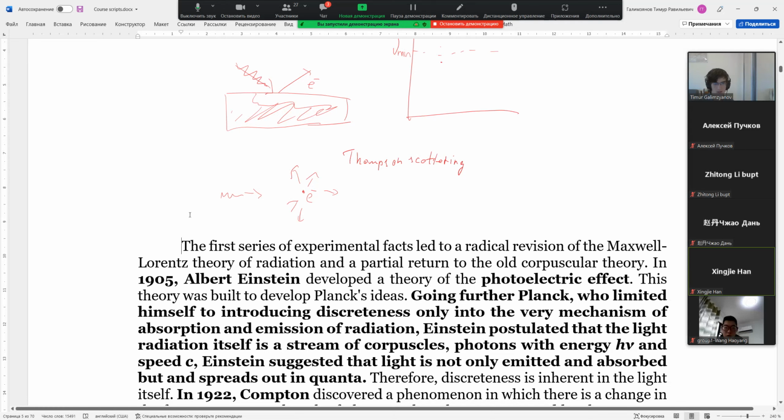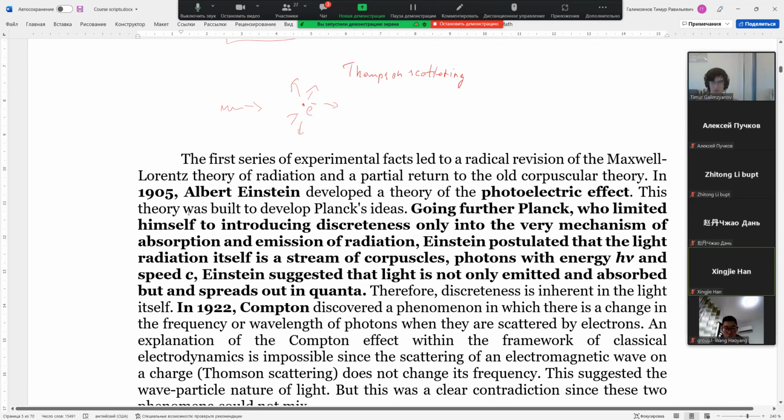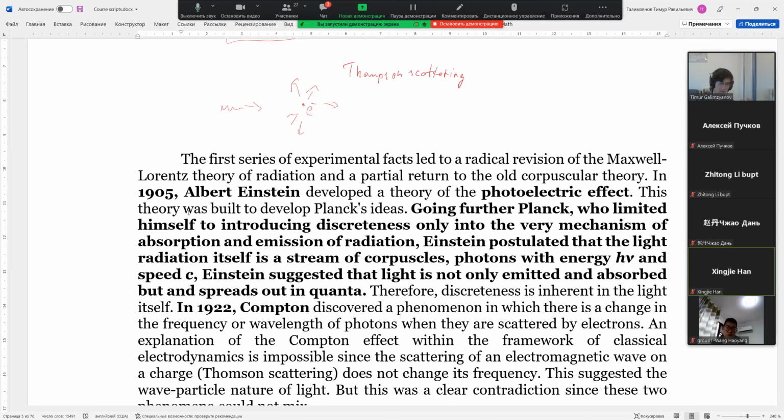But Compton discovered in 1922 that if you scatter the light by the electrons, this light actually changes its frequency, and this contradicts the classical view of the classical electrodynamics too. So that's a few experiments from the whole lot that show that at the beginning of the 20th century you have plenty of observations that undermine the classical concepts of the radiation.